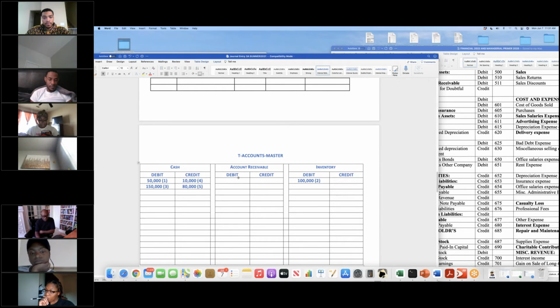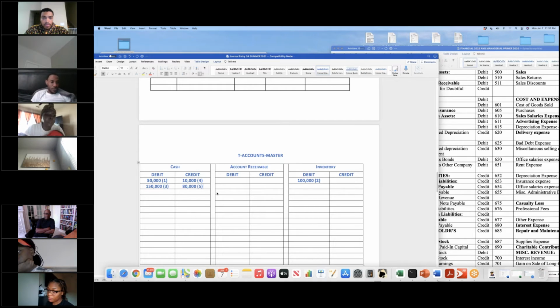So what we're doing at this point is we're trying to see how much cash we have after these transactions. If we stopped at transaction 5, how much cash would we have? Anybody? If we stopped at transaction 5, how much cash would we have? 110,000. Yeah, what he said.